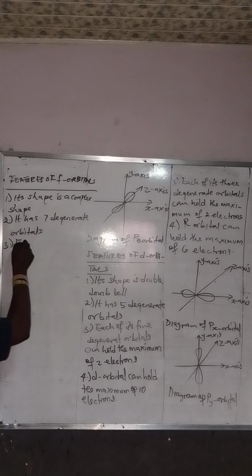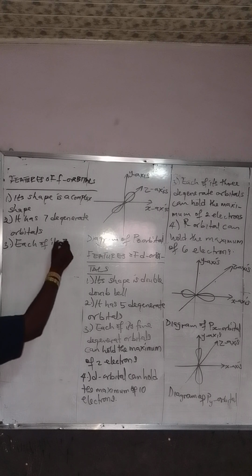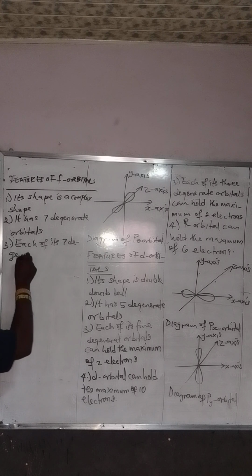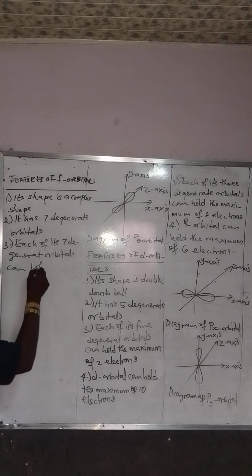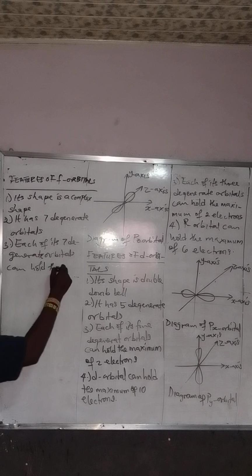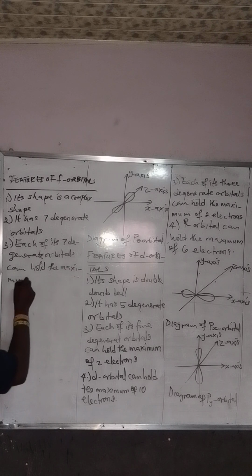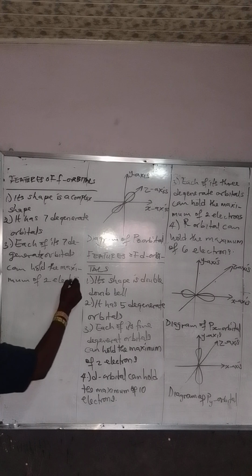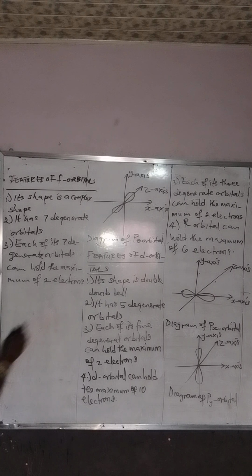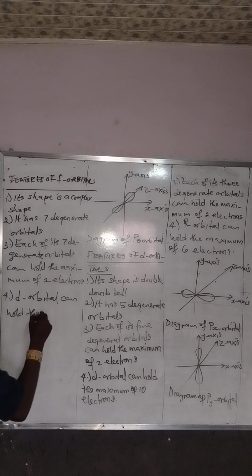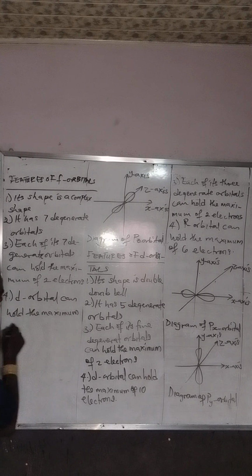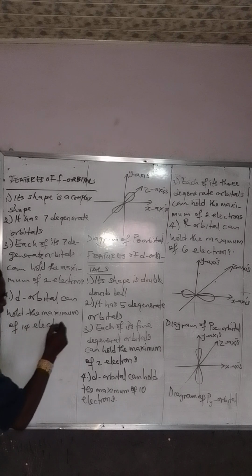Now, number 3, each of its 7 degenerate orbitals can hold the maximum of 2 electrons. If there are 7 spaces and each of them can carry a maximum of 2, then the total number of electrons that the orbital will carry is what? 14. So f orbital can hold a maximum of 14 electrons. Take note of that.